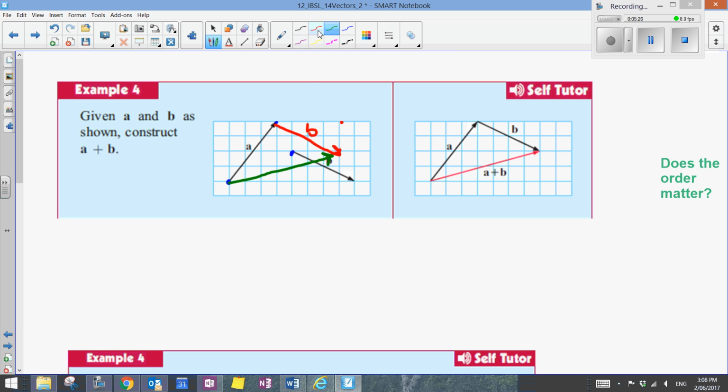Now somebody else might have come along and thought, well, if I can add vector A plus vector B and get my resultant vector A plus B, why couldn't I start with B and add A and get resultant vector B plus A? Are those the same thing? So when we add, remember, the order doesn't matter.